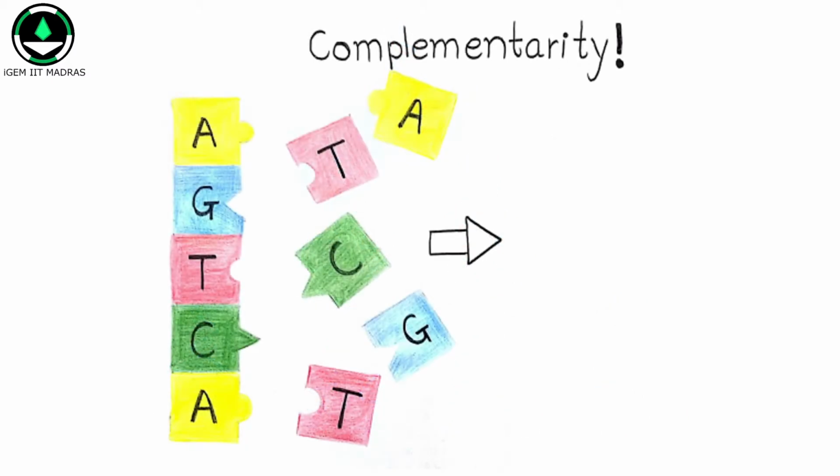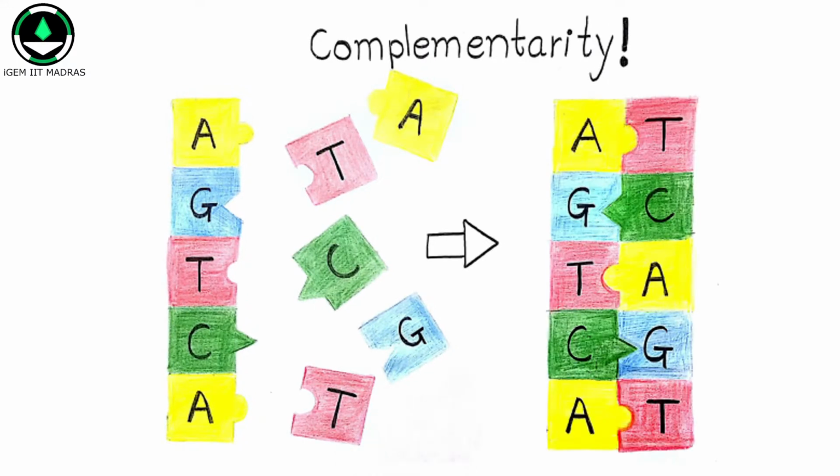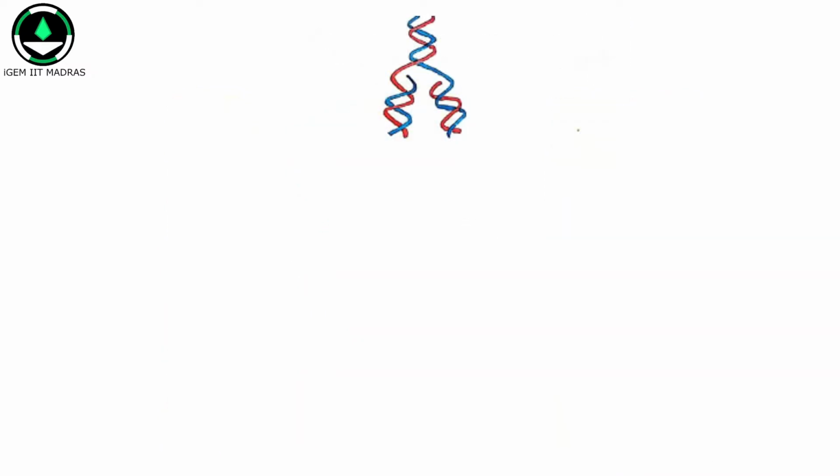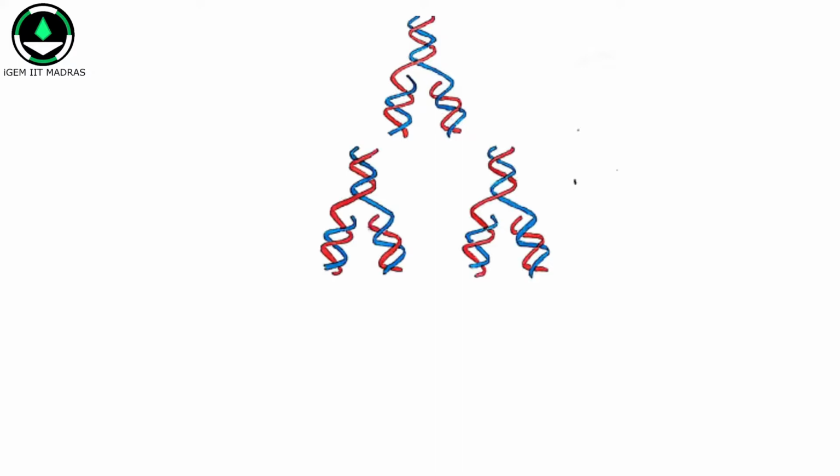Complementarity means that A always binds to T and G always to C, like how puzzle pieces fit into each other like a lock and key pair. This way, if you know the sequence of one strand, you know the sequence of the other one too. So, after one cycle, both the DNA molecules will have one parental strand and one newly made strand. This is known as semi-conservative replication.